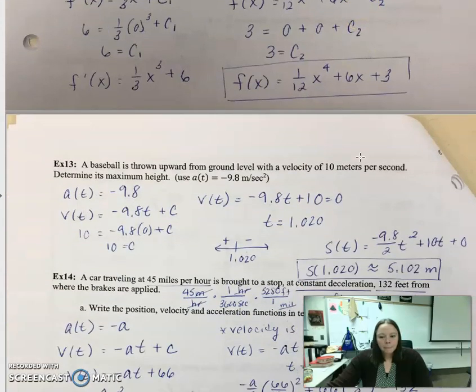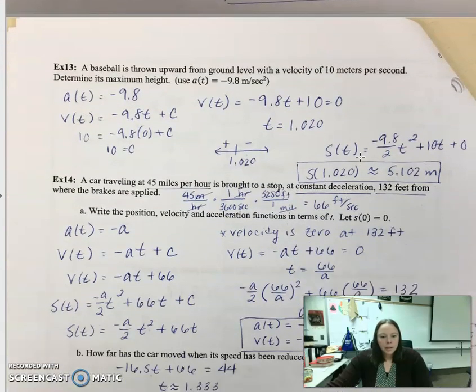Okay. All right, then here's a little application problem. So determine its max height. A baseball is thrown upward from ground level, velocity of 10 meters per second. So I started with acceleration because that's the only information you know. How on earth do you get maximum height? Well, it's fun to watch to see how this works out. So you have your acceleration. Now you can do the antiderivative to get your velocity. And there's where you can use your initial velocity to get that c value. So now you have your velocity equation.